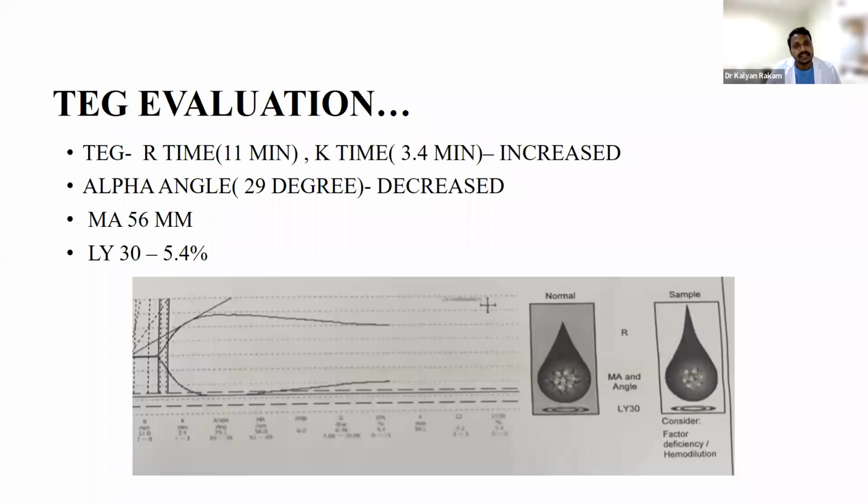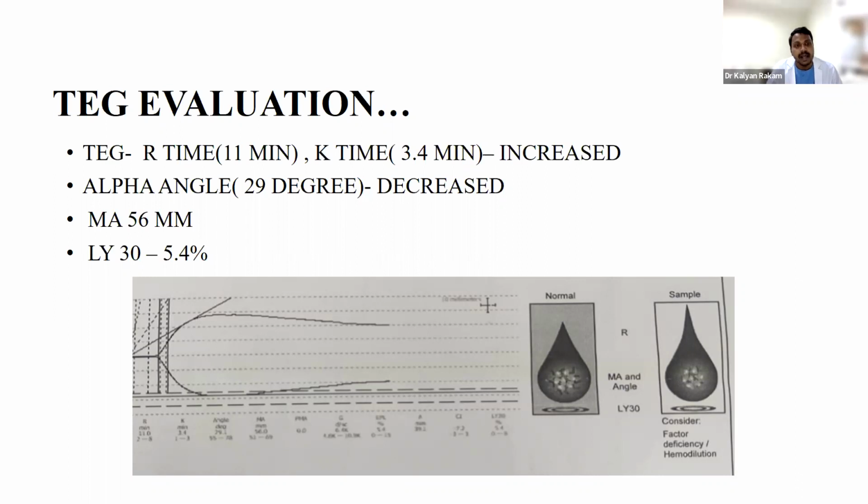Whenever there is an increase in R time, it means the patient requires FFPs, fresh frozen plasma. When there is an increase in K time or a decrease in angle, he would require different types of blood products. And when there is a decrease in maximum amplitude, the patient requires platelets. And lysis 30, if it is high, then we need to give tranexamic acid.